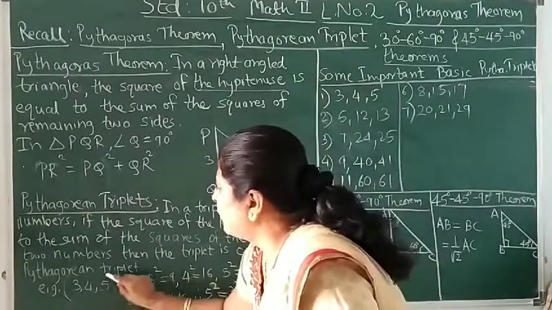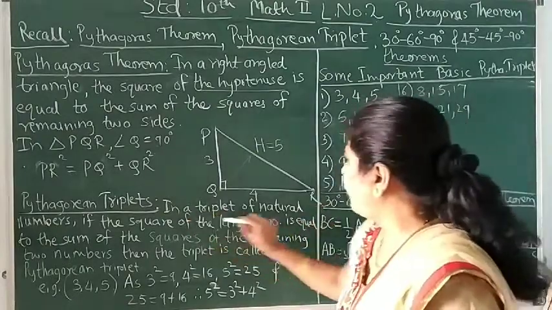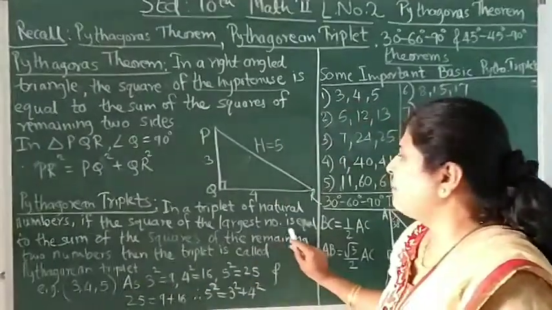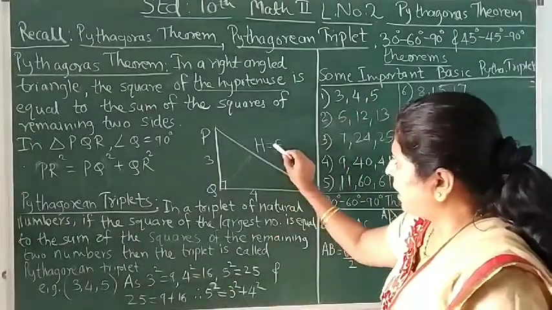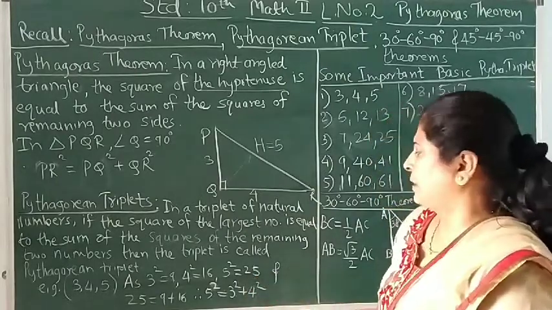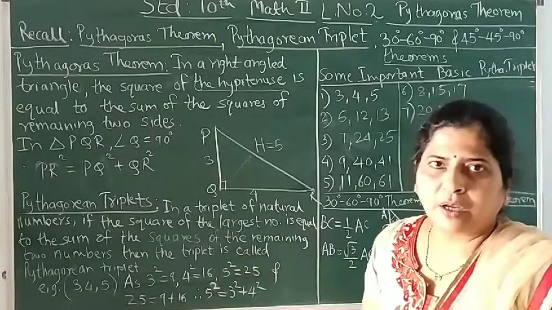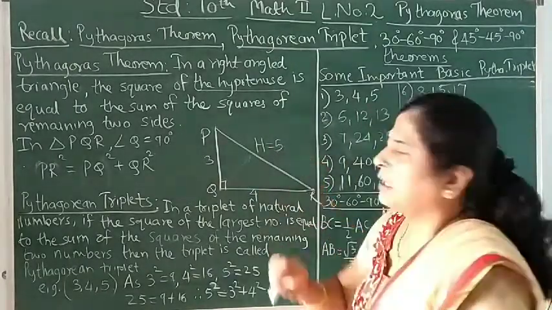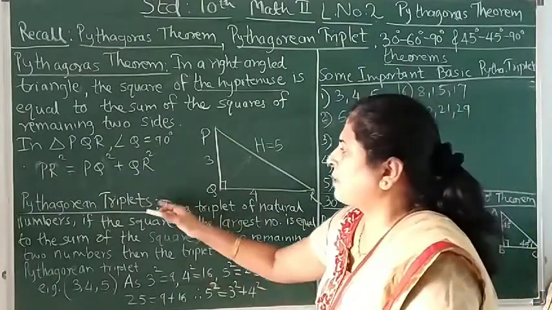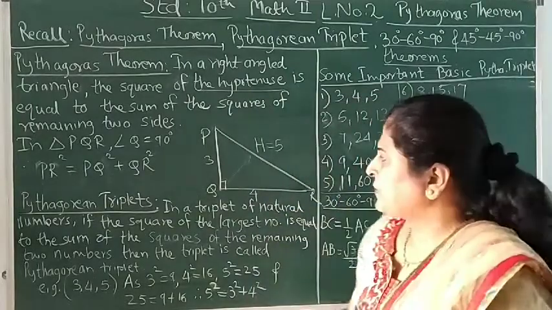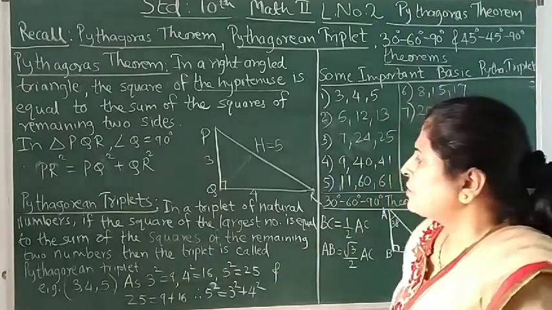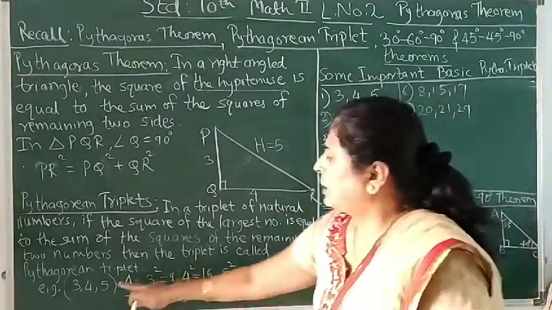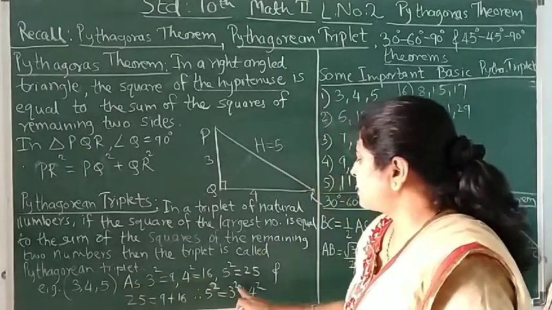Suppose these three numbers are given to us, then the square of the largest number, which is here 5, is equal to the sum of the squares of the remaining two numbers. And if it is so, then such numbers are called a Pythagorean triplet, because these three numbers are the sides of a right angle triangle, and the largest side is nothing but your hypotenuse. This triplet has come from the Pythagoras statement only. That's why this triplet is called a Pythagorean triplet. So these three numbers denote the sides of a right angle triangle, which verifies this condition that the square of the largest number is equal to the sum of the squares of the remaining two numbers.